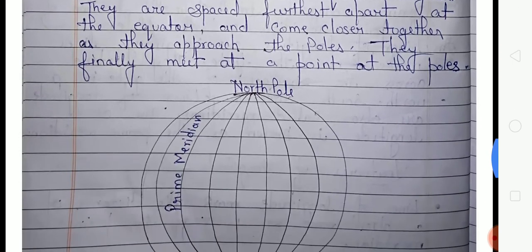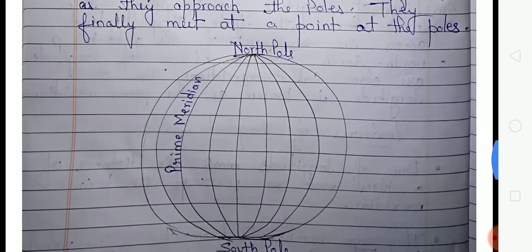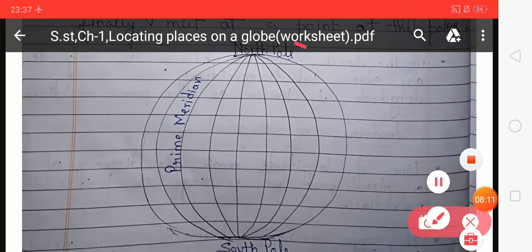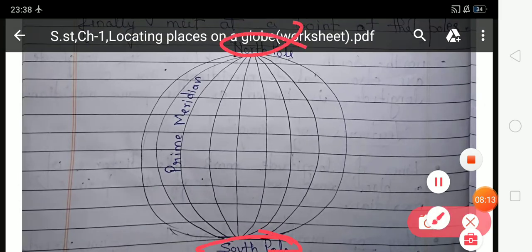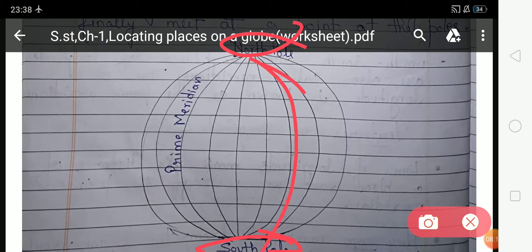Look at the picture. This is the picture of lines of longitude. This is the north pole and this is the south pole, and the lines of longitude go from the north pole to the south pole. And look at this. This is the prime meridian and it is 0 degree. So student, this is the prime meridian.